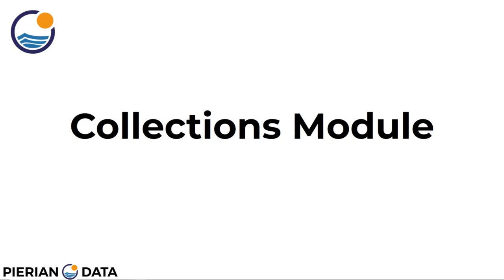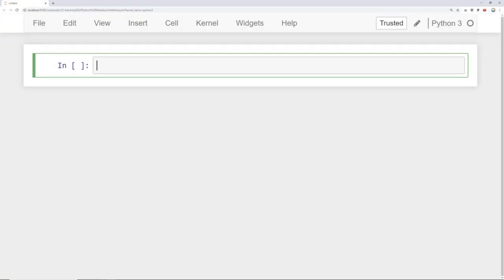Let's go ahead and open up a notebook. All right, here I am in the Jupyter Notebook. The first object I want to show you from the collections module is the Counter class. We will import it by saying from collections import capital C, Counter.